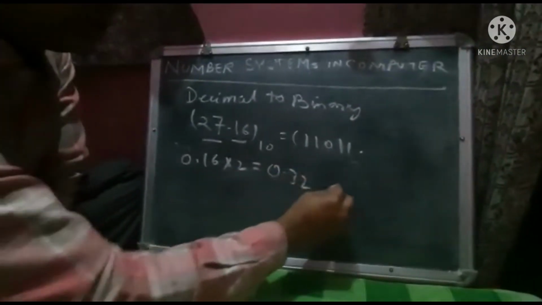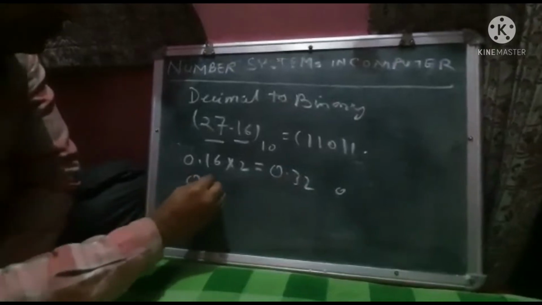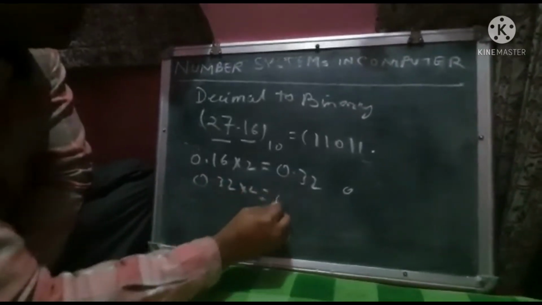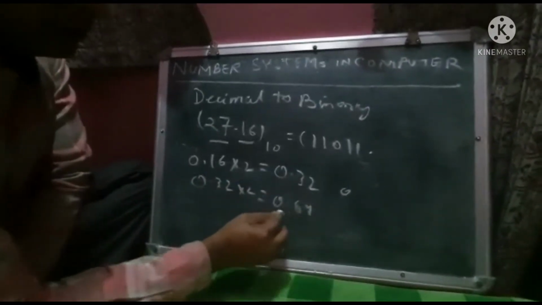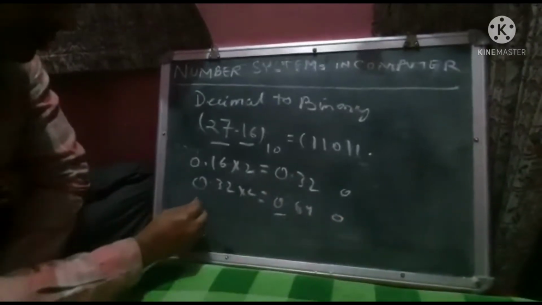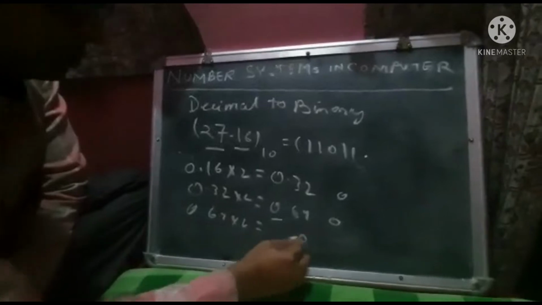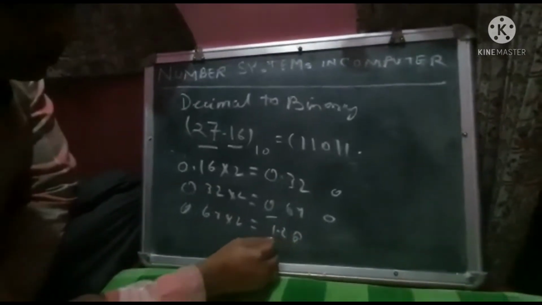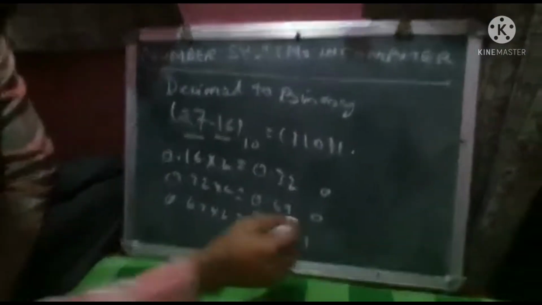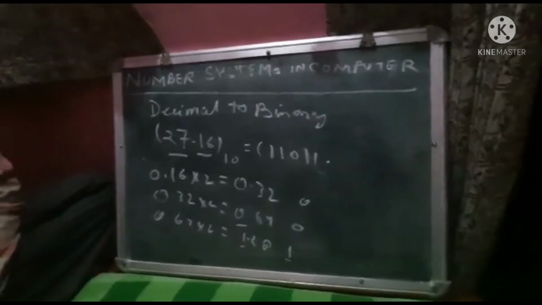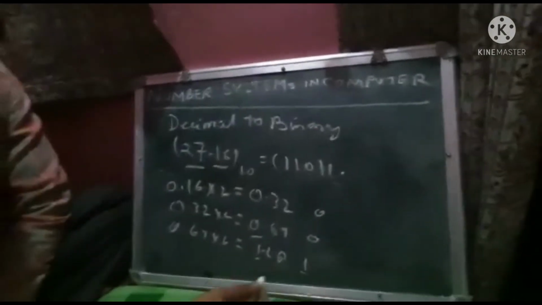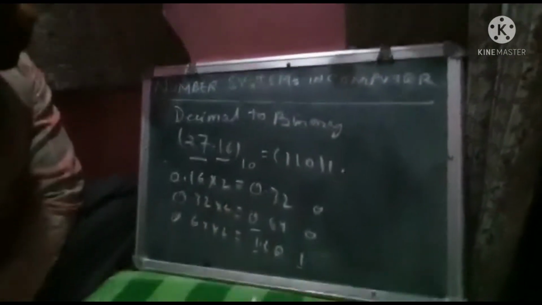We take the integer part 0 outside, then again we multiply 0.32 with 2, we get 0.64. We take the integer part, that is 0, outside, then we take 0.64 times 2, this gives me 1.28. Now the integer part is 1, so we take the integer part out. In this way, suppose we want up to 3-digit precision only, that is sufficient.